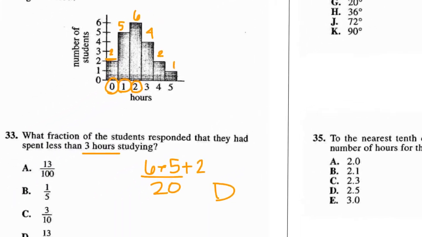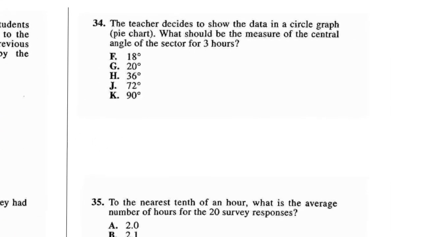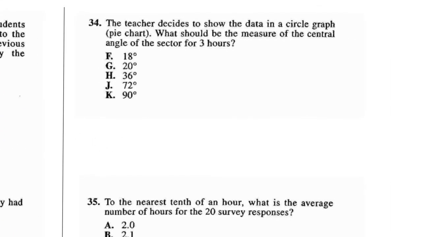Number 34. The teacher decides to show the data in a circle graph or a pie chart. What should be the measure of the central angle sector for 3 hours? So for that, we need to see, well, how many were 3 hours? And that's going to be 4 out of the 20. So 4 out of the 20, or it reduces to be 1/5.